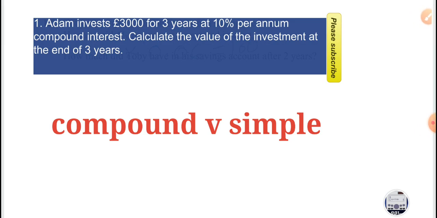Adam invests £3,000 for 3 years at 10% per annum. Compound interest. That's the important word there, compound interest. So this is a compound interest question. Calculate the value of the investment at the end of the 3 years.